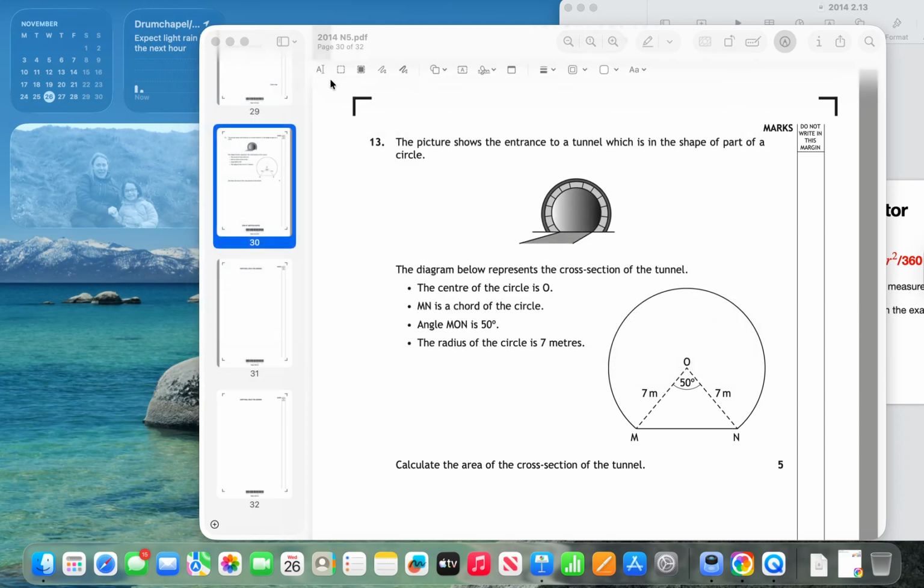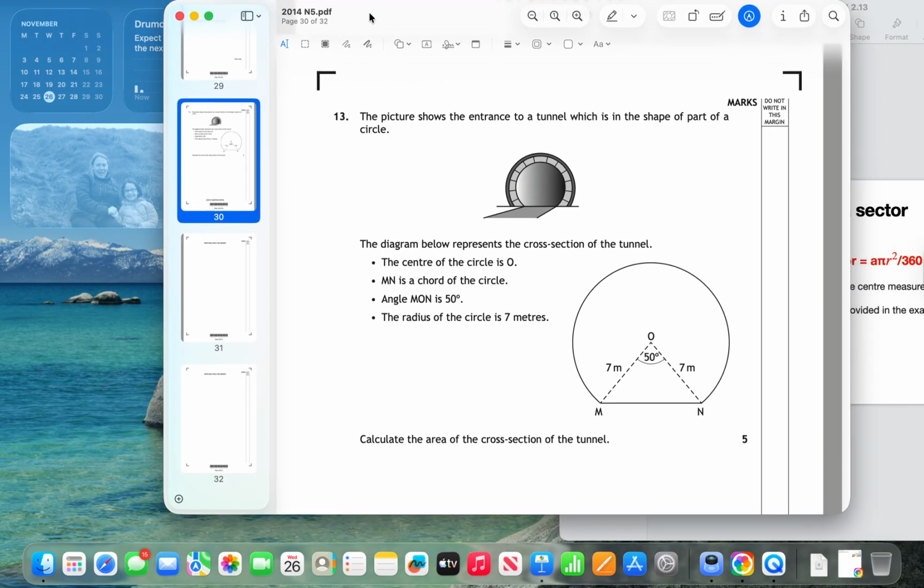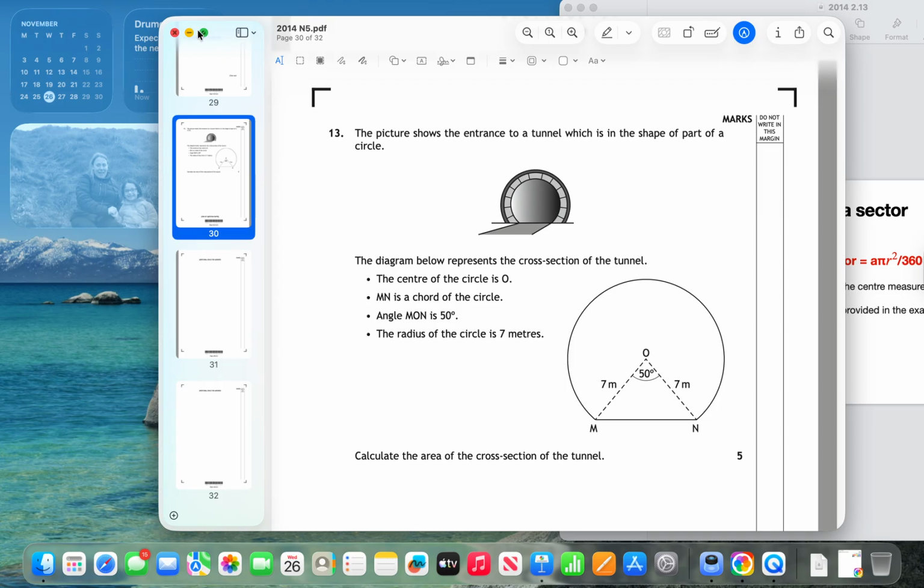So the next one I want to look at is the 2014 exam. This is paper 2 and it's question 13. And the question you see is what I want you to have a look at. Pause the video if you want to attempt the question, but it was one of the more difficult ones. So I'm going to have a look at it.